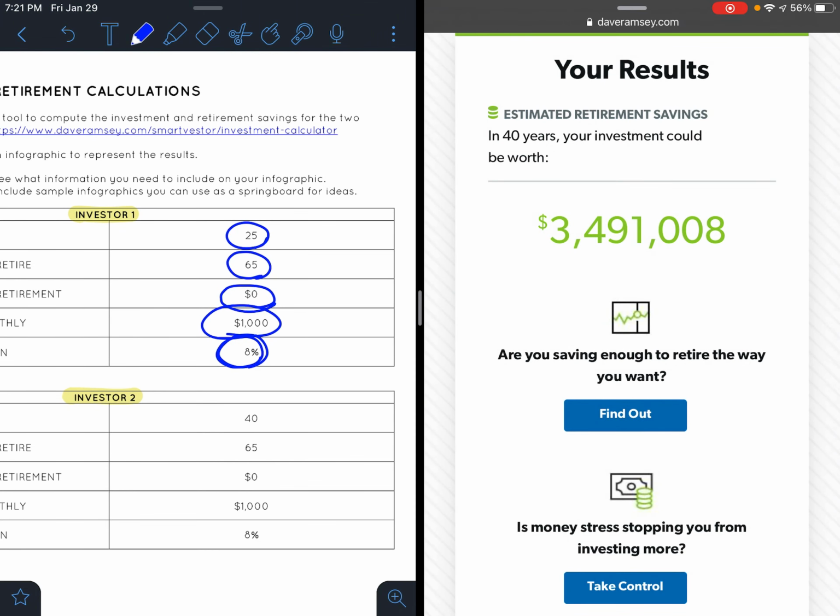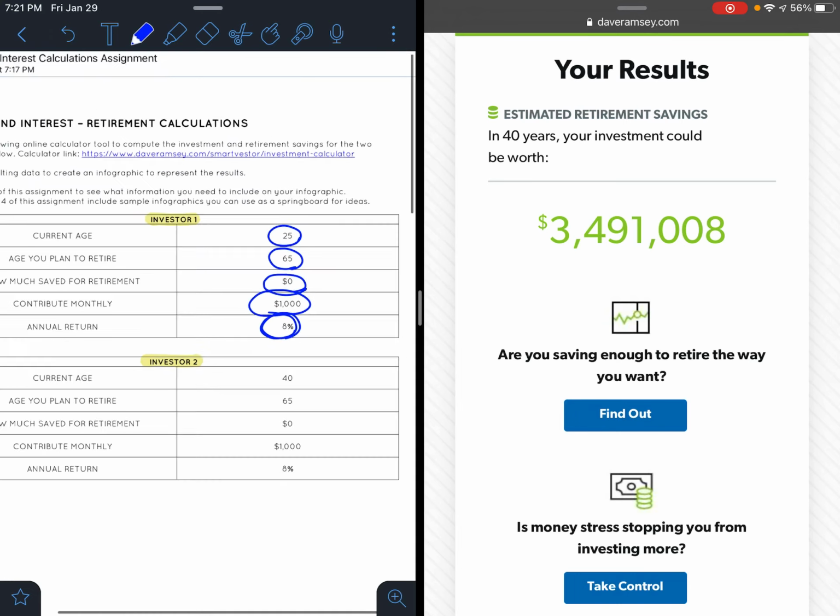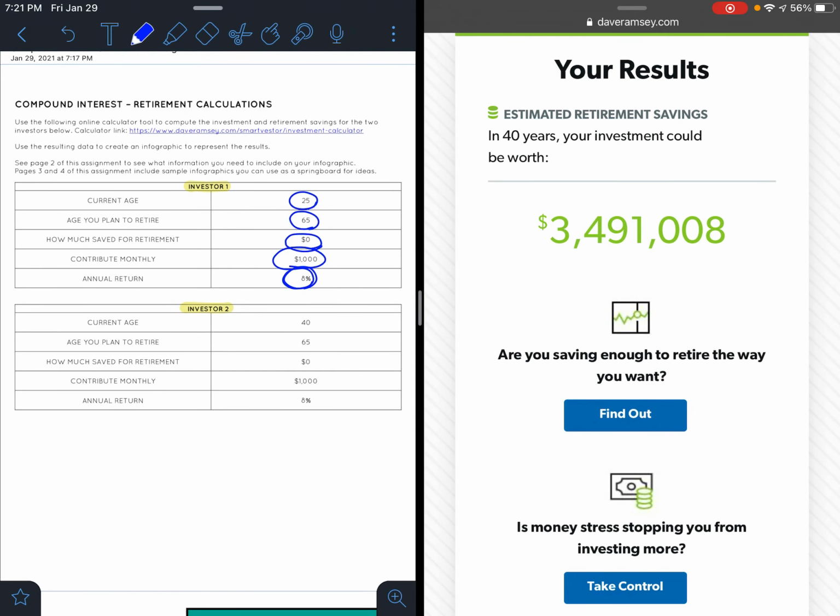And this green number, that $3.4 million number, I'm going to switch back to my note here and make a note of that, Investor 1. Based on that information, for 40 years, because that's how many years are between 25 and 65, if we invested consistently $1,000 a month for 40 years, that's a long time, our estimated retirement savings would be worth $3,491,008. So I'm just going to make a note of that because I'm going to be using that in just a little bit.